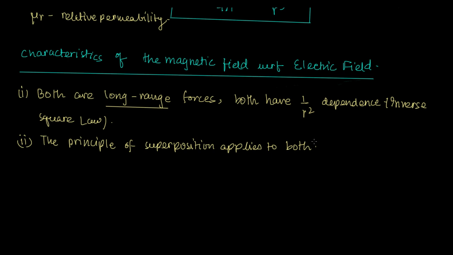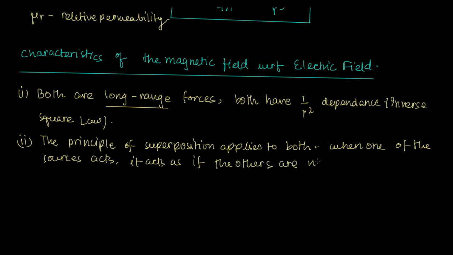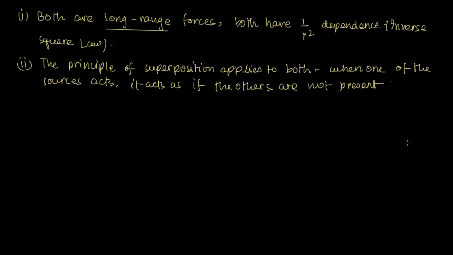What does that mean? The principle of superposition applies to both means when one of the sources is acting, it acts as if the others are not present. And the resultant is the sum of the individual forces.